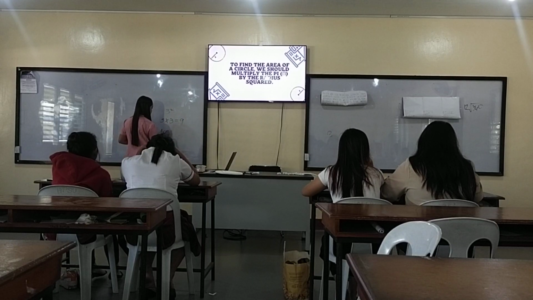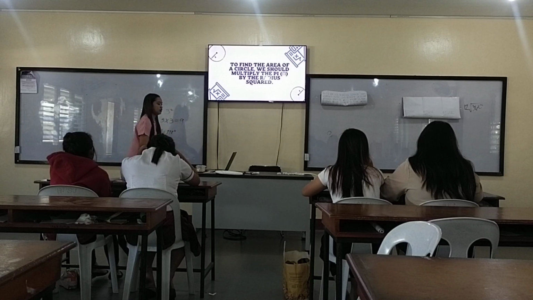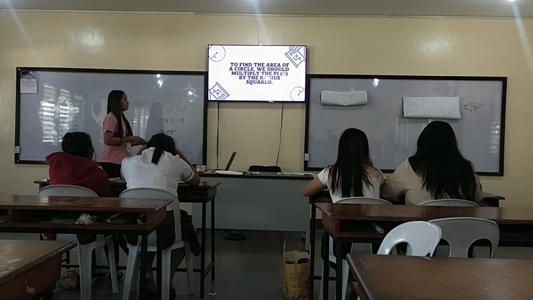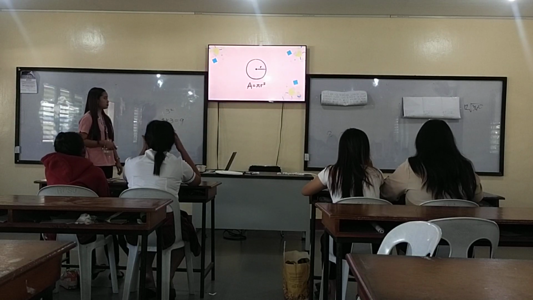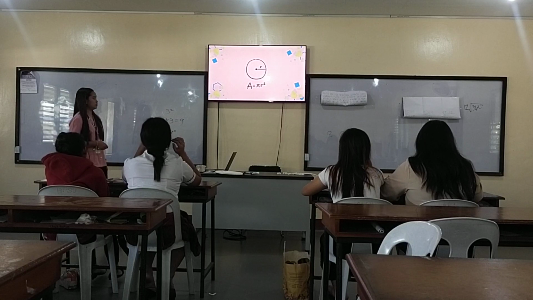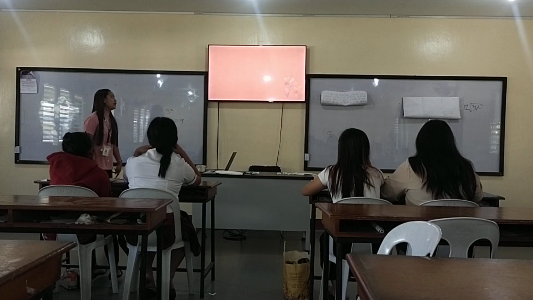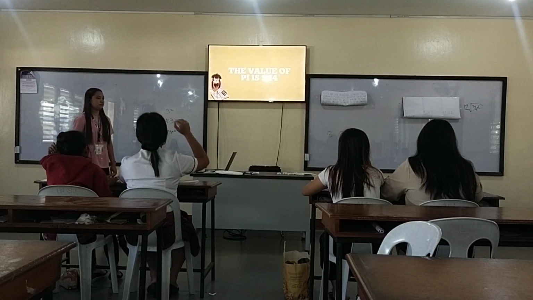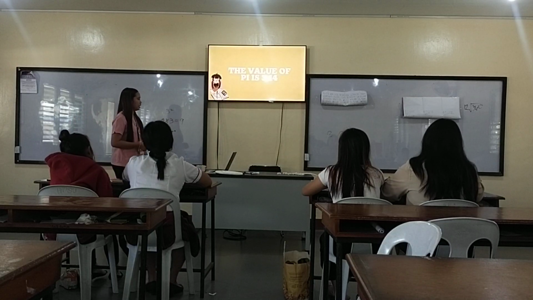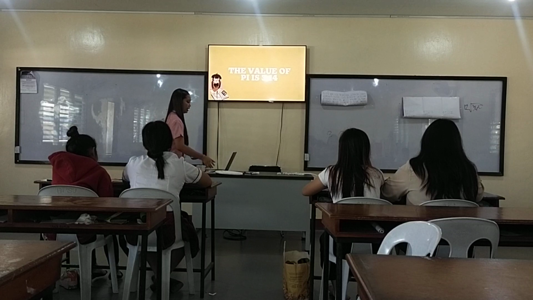Okay. Our formula is A is equal to pi times radius squared. What is the formula once again? A equals pi radius squared. Okay. So what is the value of pi? 3.14. Okay, very good. So I have another example here.